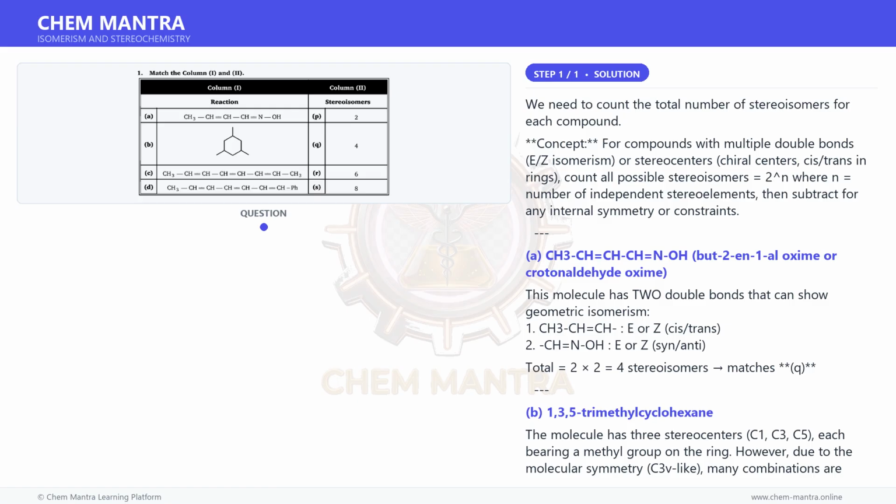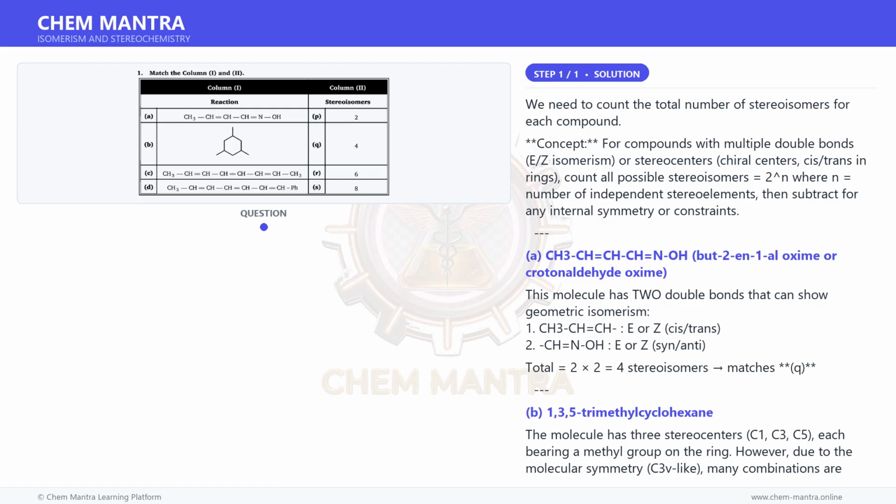Concept: for compounds with multiple double bonds, E/Z isomerism, or stereocenters (chiral centers), cis-trans in rings. Count all possible stereoisomers is equal to 2^n, where n is the number of independent stereoelements, then subtract for any internal symmetry or constraints.